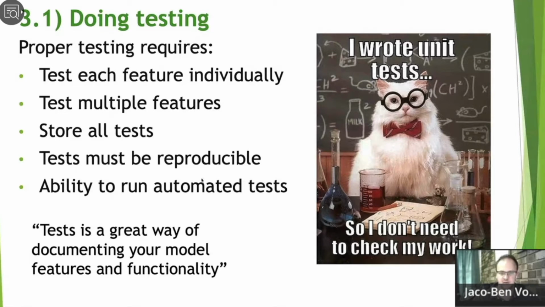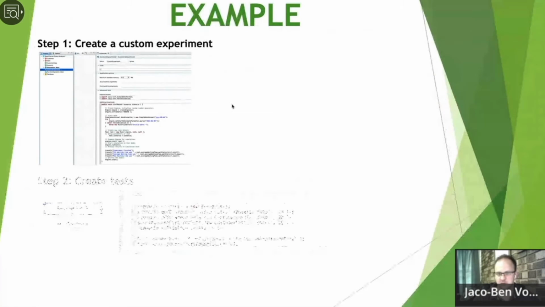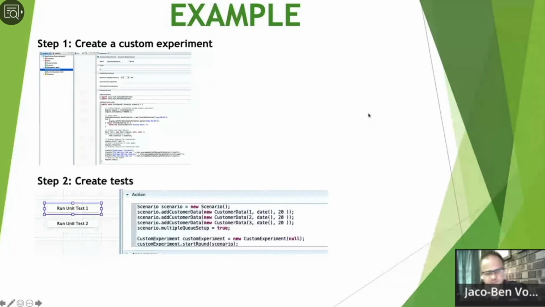So let's go and have a look at an example. Something that's maybe a little bit advanced and not often used is the custom experiment object inside AnyLogic. So if you create a custom experiment, what it's going to do is run your model, but without any animation, right?